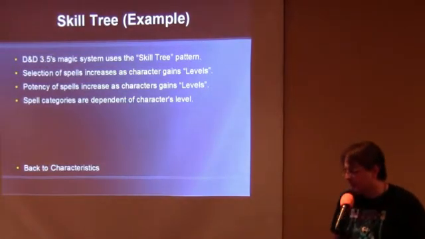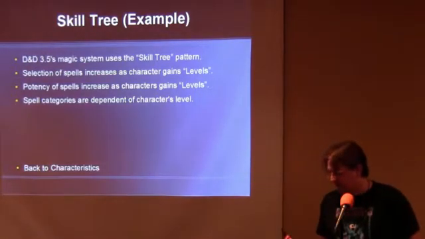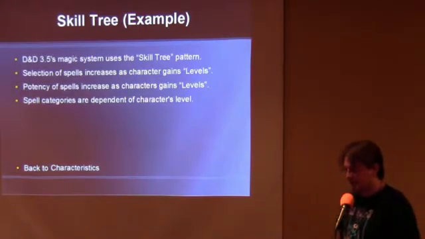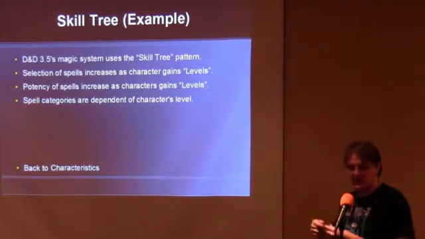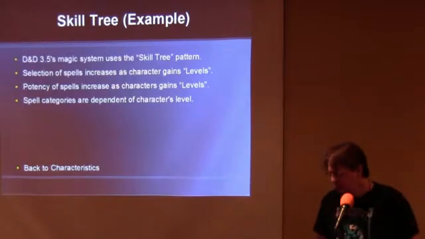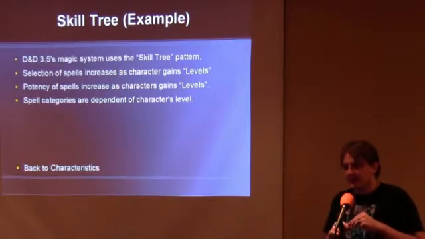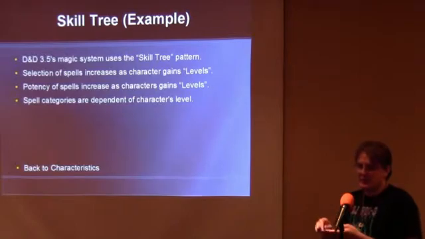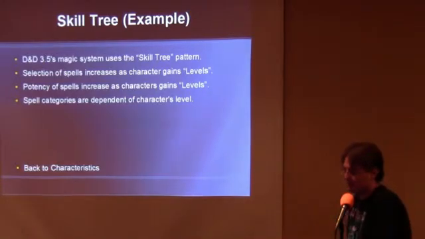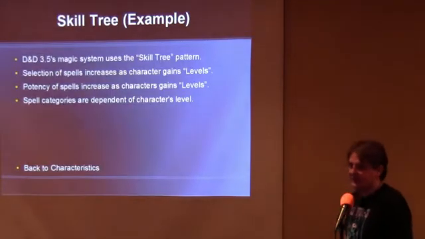An example is D&D 3.5's magic system. What? You might be asking, that's a skill system? Yes, it is. It uses a skill tree pattern because it limits the selection of spells as you gain levels, and the potency of the spells increases as the characters gain levels. The spell categories are dependent on the character's level. Now, you may not think of them as skills, but they certainly are, because you have level 1, 2, 3, 4, 5, 6, 7, 8, 9 for wizard spells, right? You can only get access to those as you gain levels, and so it increases as gameplay progresses.